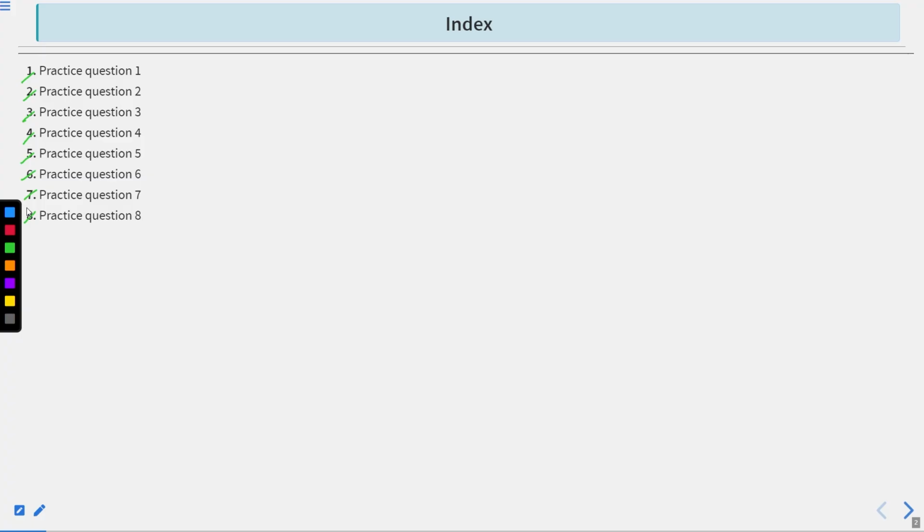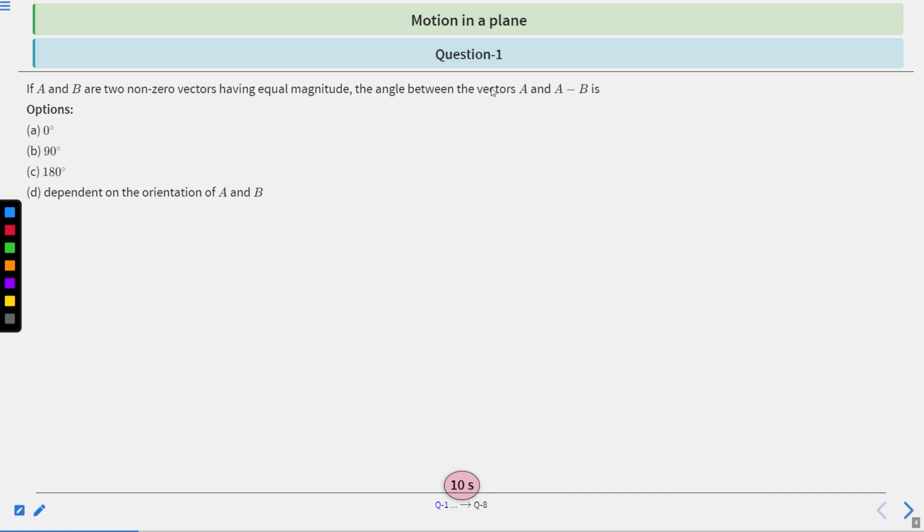each one by one. So the first question is, if A and B are two non-zero vectors having equal magnitude, the angle between vectors A and A minus B is what? You have to find the angle between vectors A and A minus B. The options are 0 degree, 90 degree, 180 degree, and dependent on the orientation of A and B. Which option is correct? You have 10 seconds to solve this question. After that, we will provide the solution.